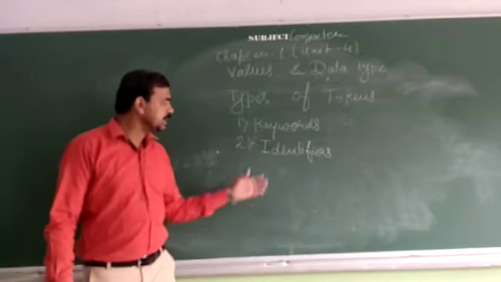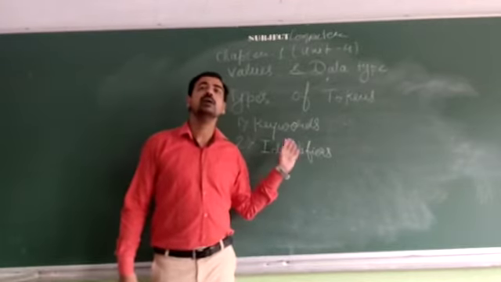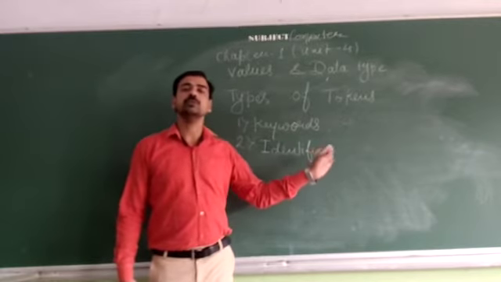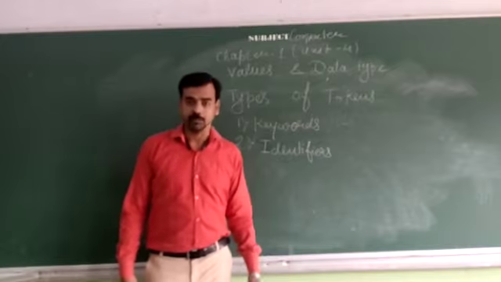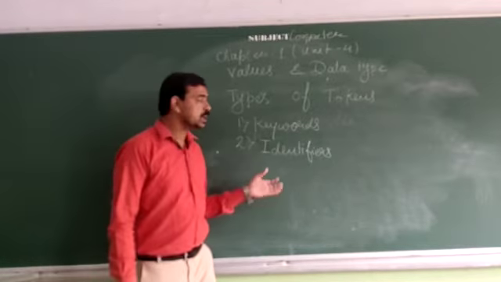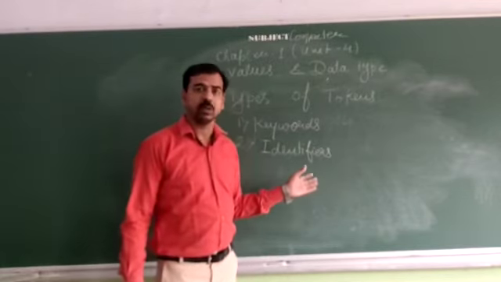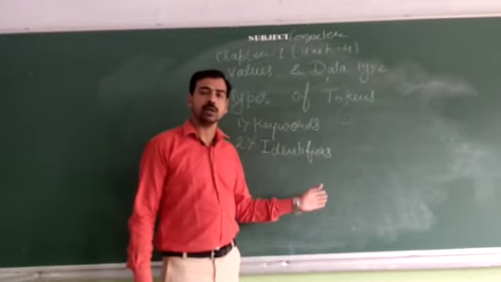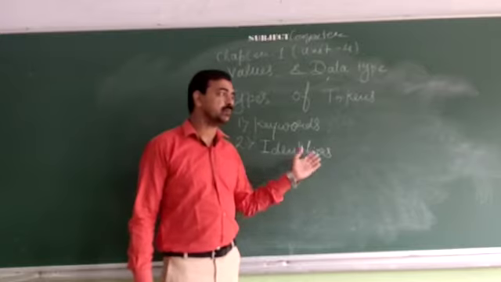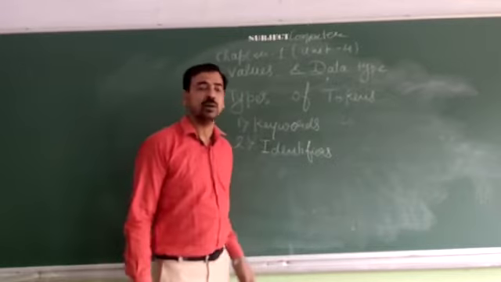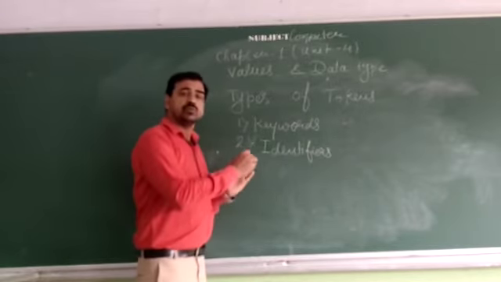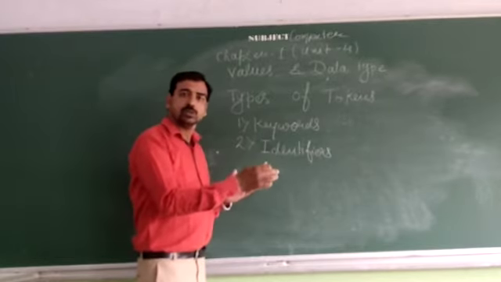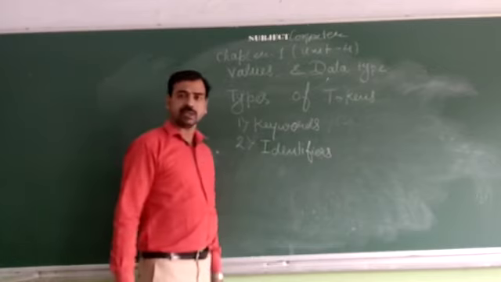Now, what are the identifiers? They are the names which are given by the user to the different building blocks of the program. Now, what are the building blocks? Like the name of the variable, name of the constant, name of the function, name of the class, name of the array, name of the interface, etc. So, the names which are given by the user to the different building blocks are known as identifiers.